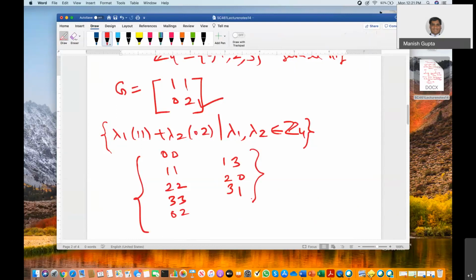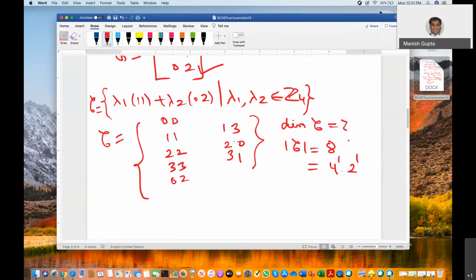Suppose this is our code C. If I ask you what is the dimension of C, what will you do? You first compute the cardinality of C, which is 8. There are a total of 8 vectors. And now this can be written as 4 raised to the power 1 into 2 raised to the power 1. In other words, this is 4 raised to the power 3 by 2, right?